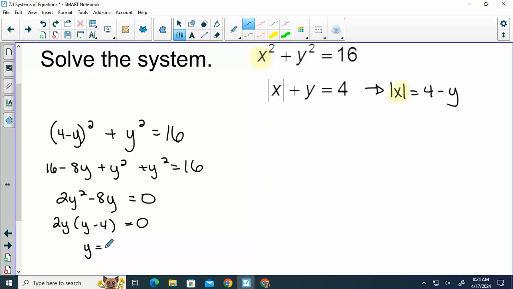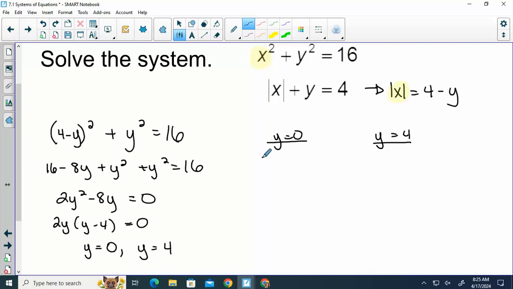So we get y equals 0 and y equals 4. Okay, so now we have to plug these back in. We can do either equation. Do you want to solve an absolute value equation, or would you rather do the equation with the x squared in it? We'll get the same answers, as long as you remember how to solve your absolute values.